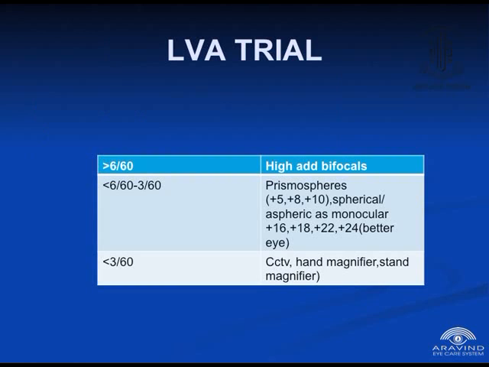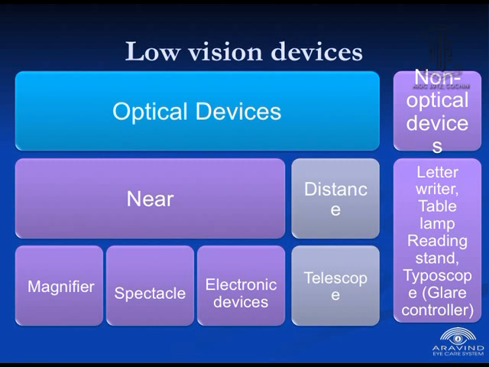For more than 6/60 you can have high add bifocals. For 6/60 to 3/60, up to plus 10 you can have prismospheres, then aspheric glasses above plus 10, and for less than 3/60, closed circuit TV, hand magnifiers, and stand magnifiers. What we have been talking about till now were optical devices. Now you also need non-optical devices.